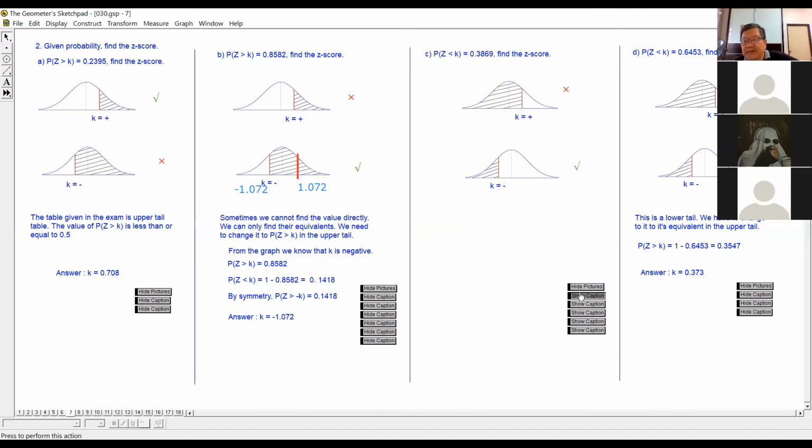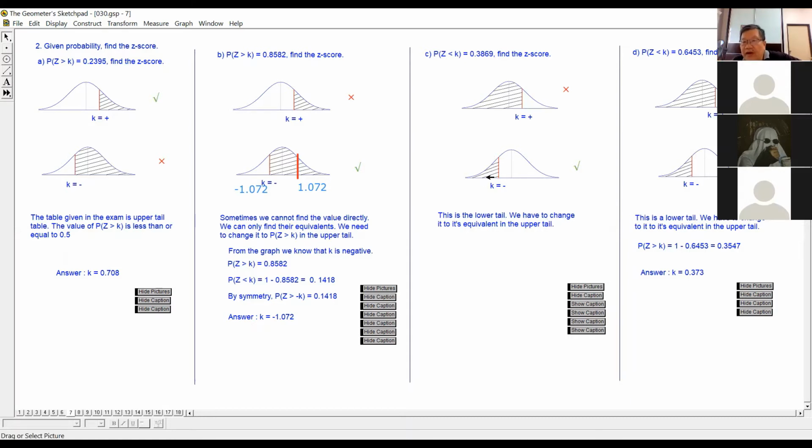I show you, right? So this is the lower tail. And our table won't show you the lower tail. Our table only shows you the upper tail, and not all of the upper tail, only the positive side. So we have to change it to its equivalent in the upper tail.